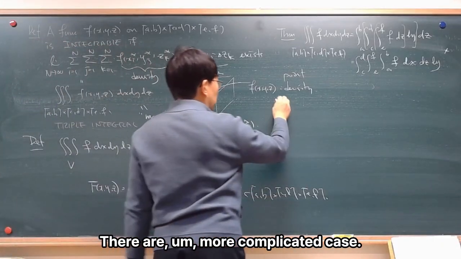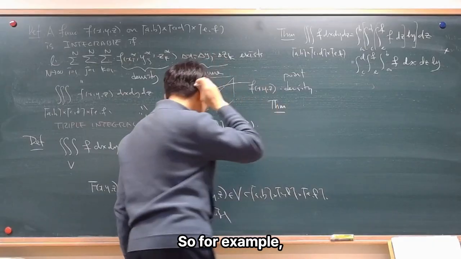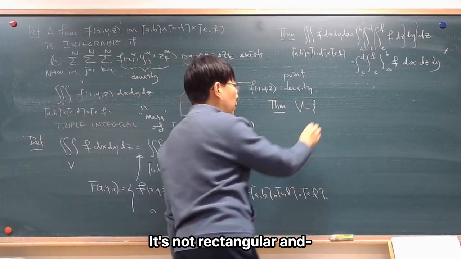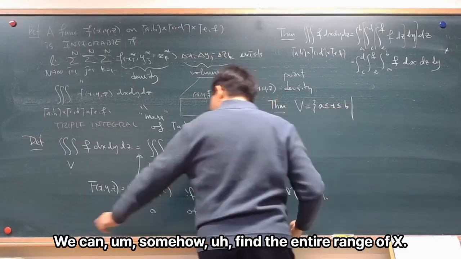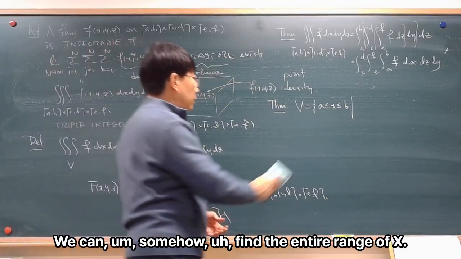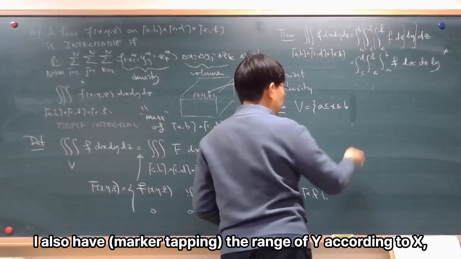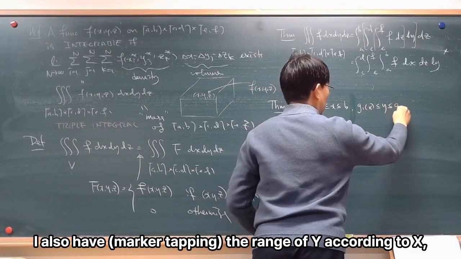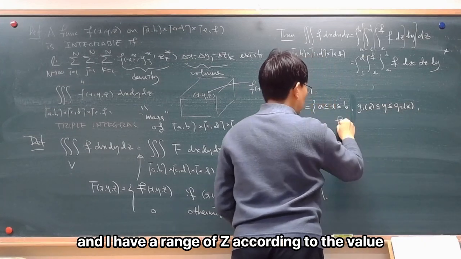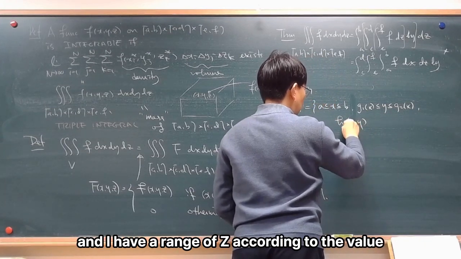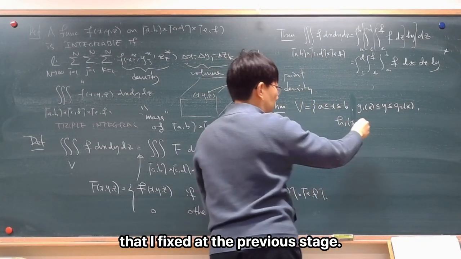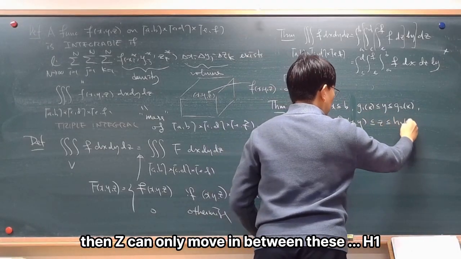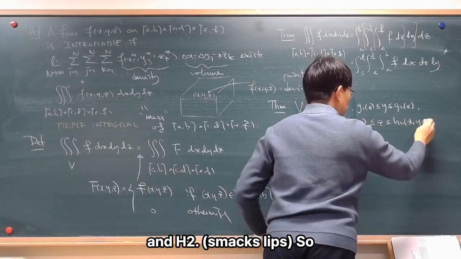And this is one simple case. There are more complicated cases. So for example, let's say our volume is defined in the following way. It's not rectangular, and we can somehow find the entire range of x, but for each x, I also have the range of y according to x, and I have a range of z according to the values that I fixed at the previous stage. So if I have fixed x and y, then z can only move in between h1 and h2.